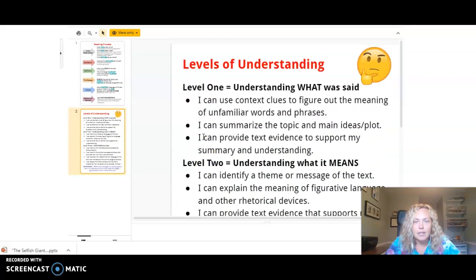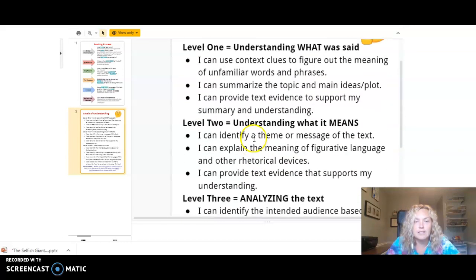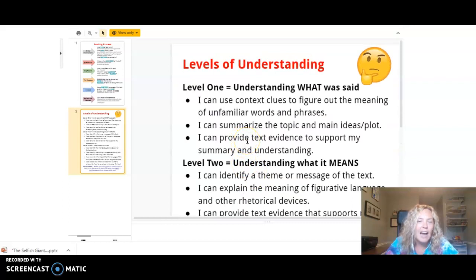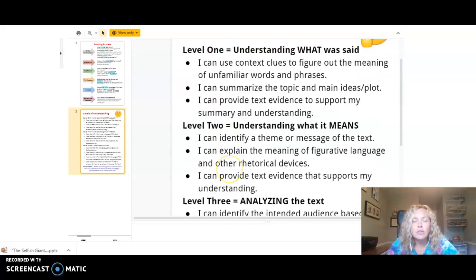Then I'm also going to have you refer to the levels of understanding. Level 1, like, you can tell if you truly understand a text if you can get to level 3. If you hit that level 1, I can summarize the main ideas. I can provide textual evidence to support my summary and understanding. Okay, so you understood what the text is about and what was being said, but that's a very basic level. All right. Level 2 is when you're finally getting to the meat of your text, okay?